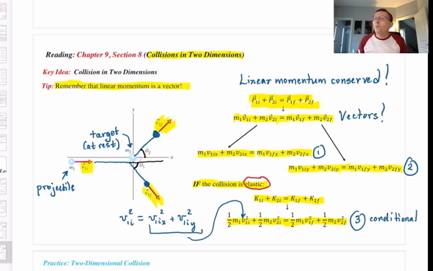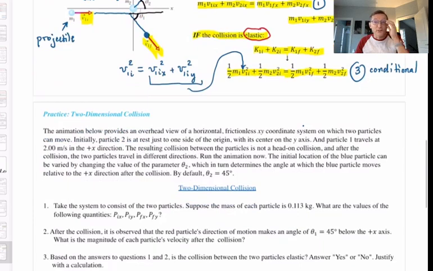Okay, let's just go straight to practice. That's all I'm going to do for the rest of this video. Let's do some practice with a two-dimensional collision. I'm going to use a Wiley Plus animation with this practice.